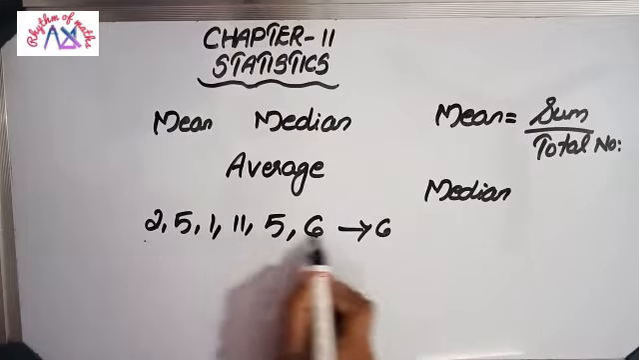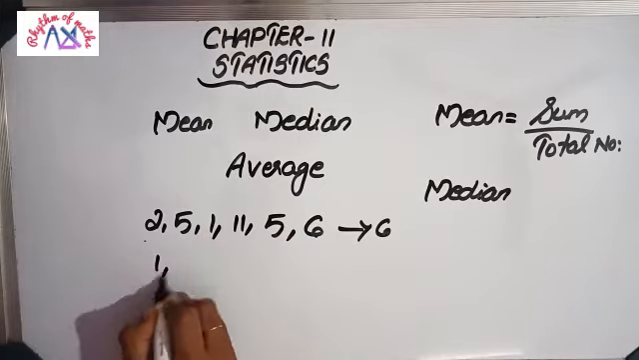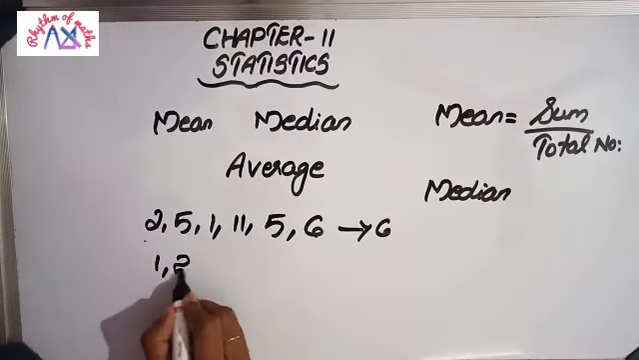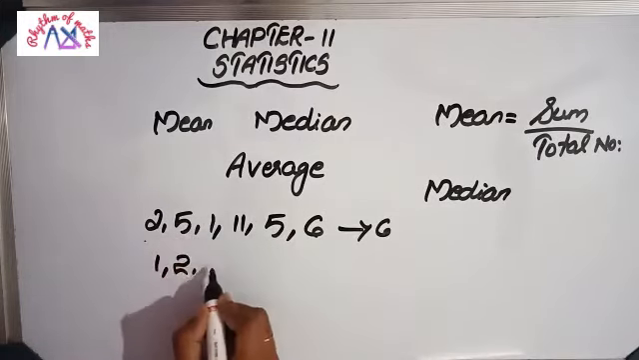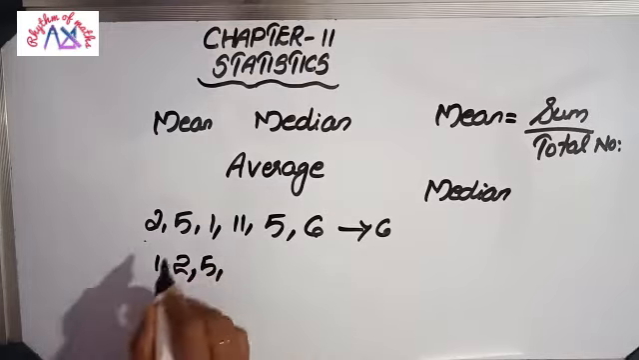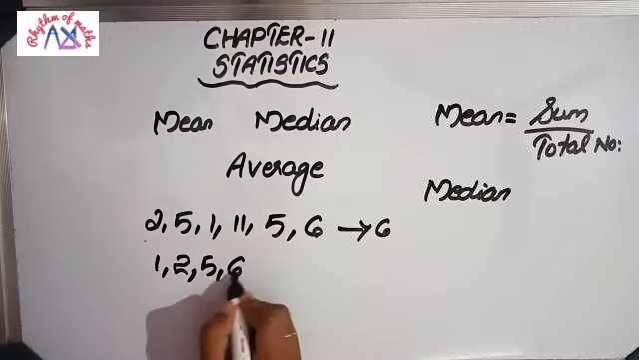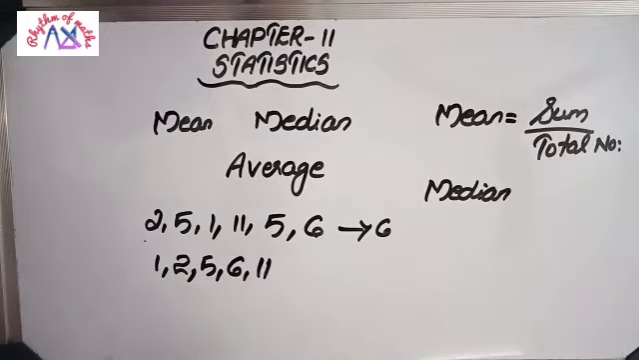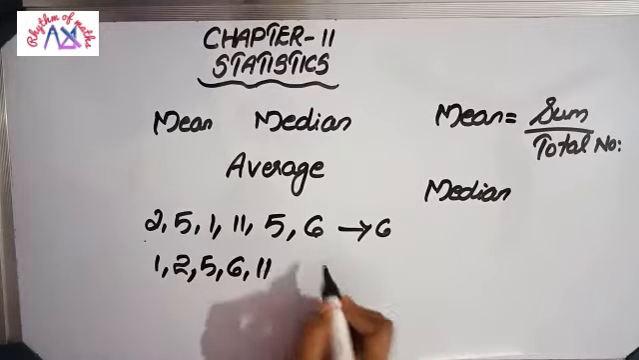Here the lowest value is 1. So first 1, then next 2, 3 or 4 is not there, next is 5. Now 5 is repeating, but no need to write 5 again. Then next is 6, then last 11. This is the ascending order of the given observations.